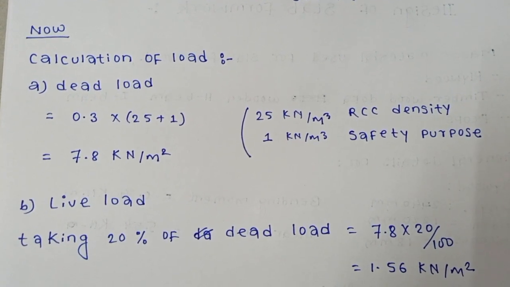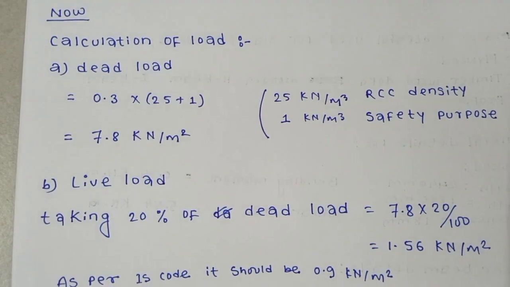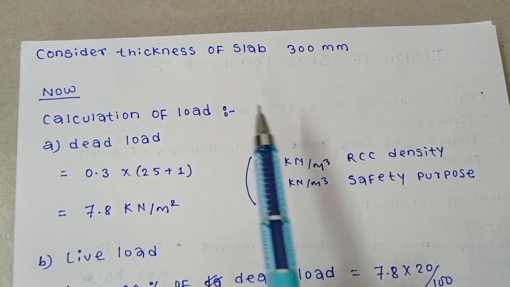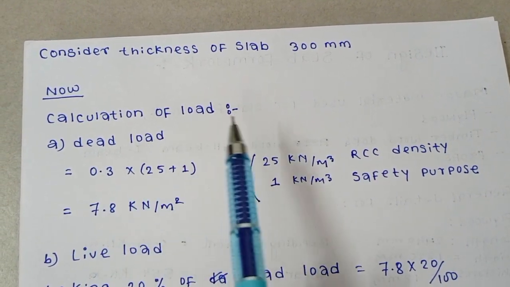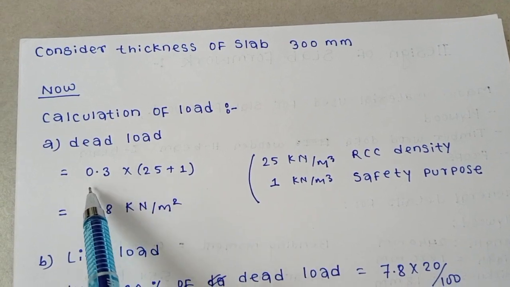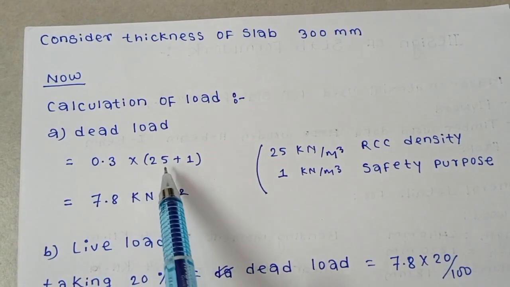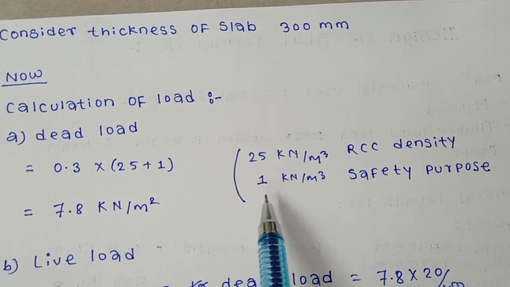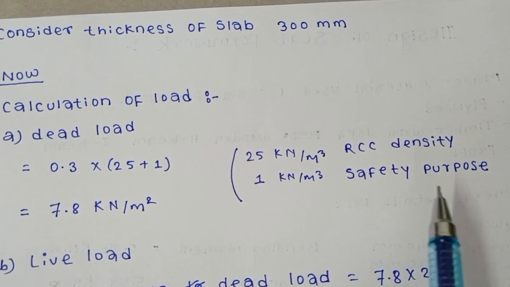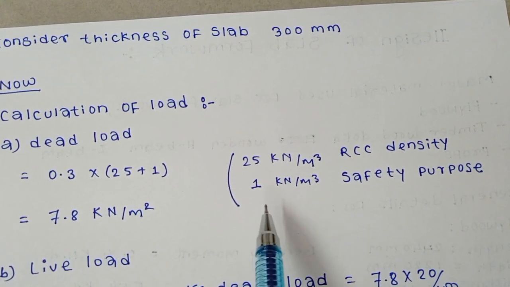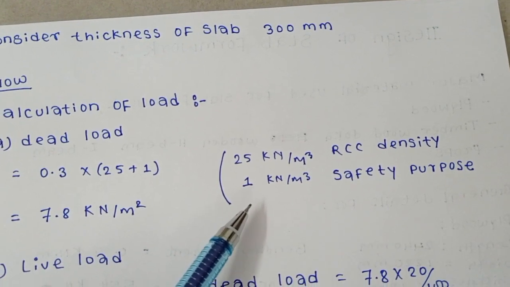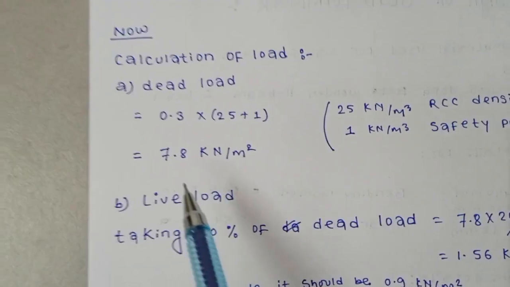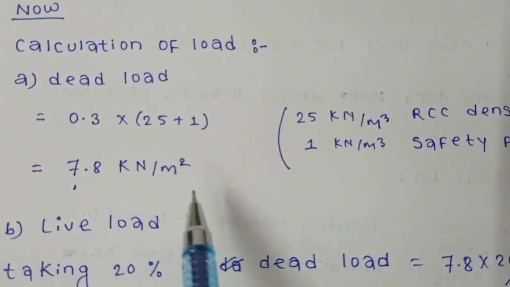Dead load is 0.3 into 25 plus 1. This 0.3 is the 300 mm thickness which we have considered before, converted from millimeter to meter. That's why we have written 0.3 into 25 plus 1. 25 kilonewton per meter cube is the RCC density. And 1 kilonewton per meter cube is extra, kept for safety purpose, or otherwise we can consider it as a wind load. So the total is 7.8 kilonewton per meter square.